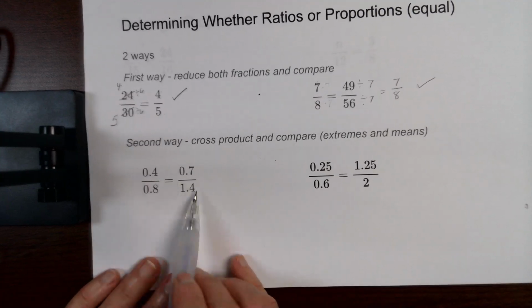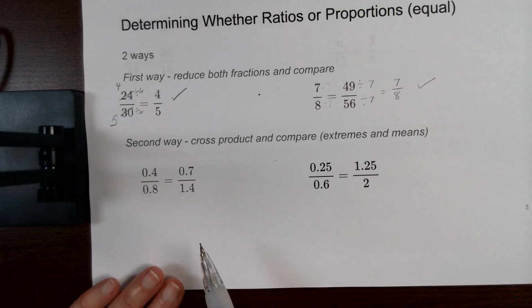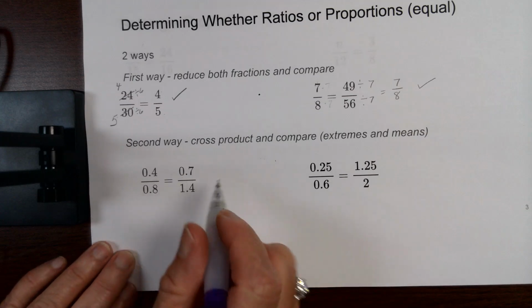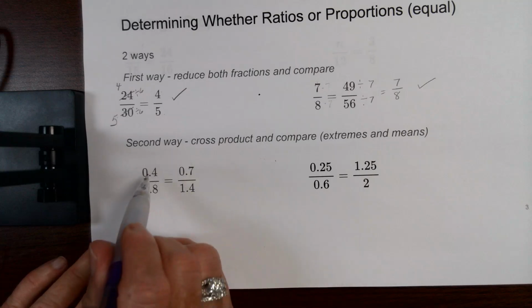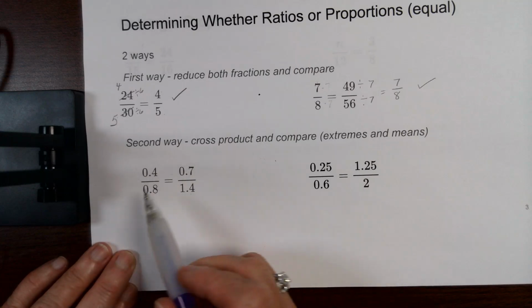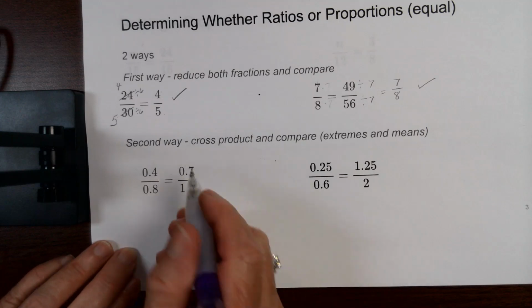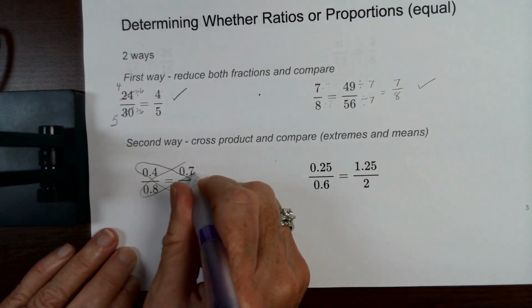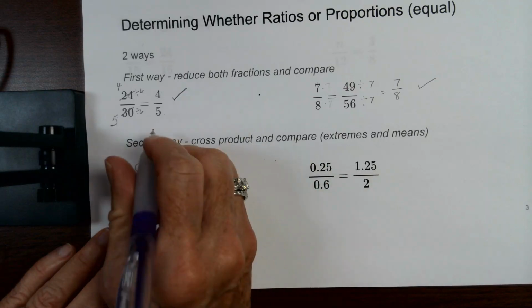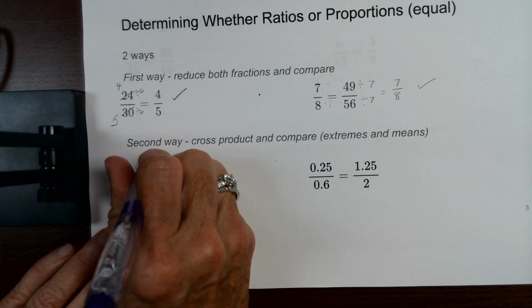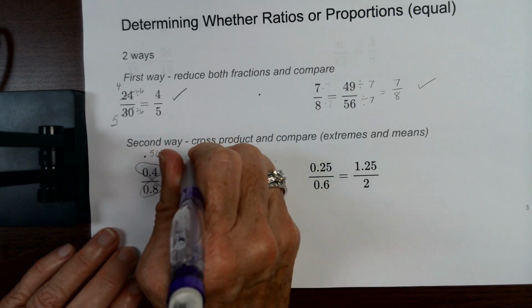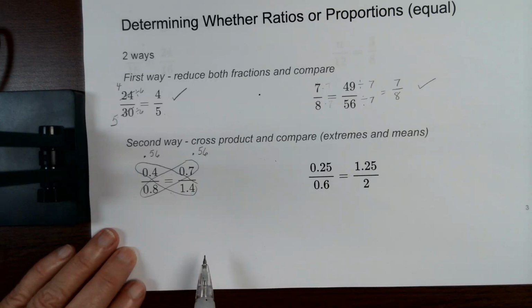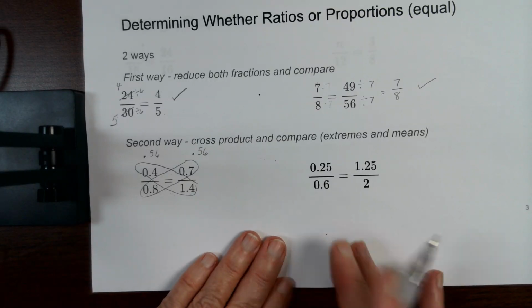But often you have proportions like this that you can't reduce to see if they're equal. So what you do is multiply the extremes, which is this one and this one, together, and multiply the means together. Another way we say this is you cross multiply. So I cross multiply here and I get 0.56. I cross multiply here and get 0.56. So I know that those two ratios are equal. So I have a proportion.